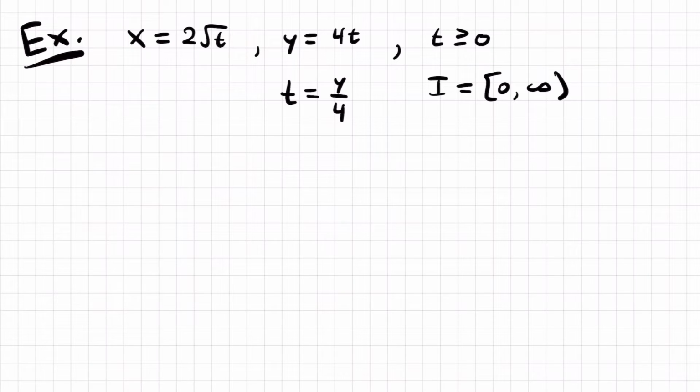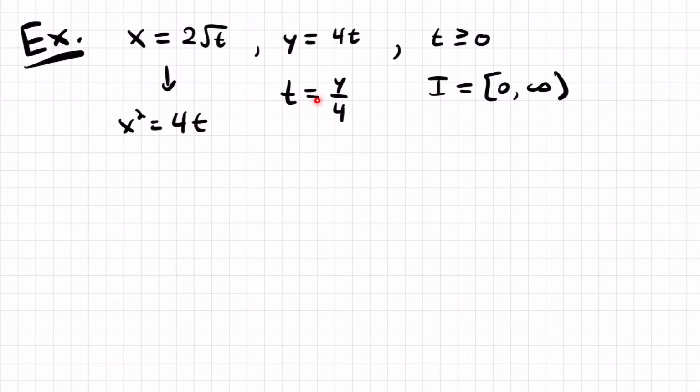So if we square both sides of this equation, what we'll have is x squared is equal to 4 times t, right? By squaring both sides, we eliminate that square root because when you square a square root, they cancel out and leave you with the value inside the square root. So 2 squared is 4, and the square root of t squared is t.